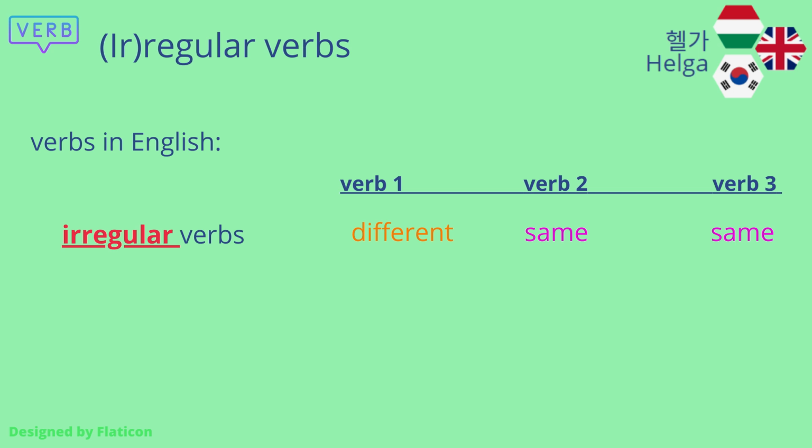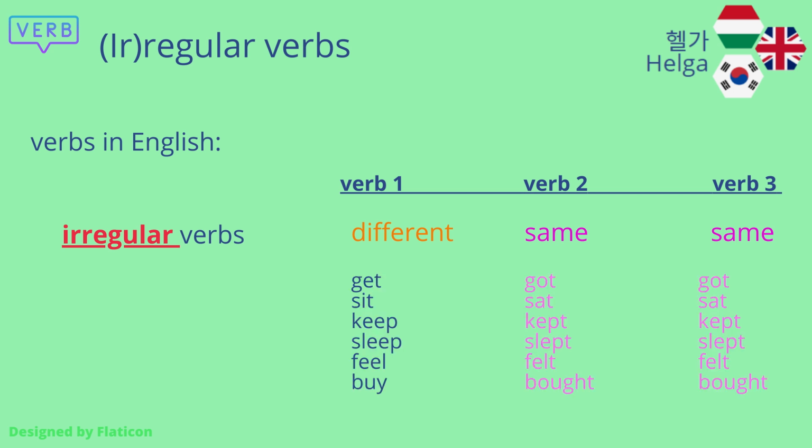Sometimes the verb 1 form is different and verb 2 and verb 3 are the same. For example, get, got, got, sit, sat, sat, keep, kept, kept, sleep, slept, slept, feel, felt, felt, buy, bought, bought.